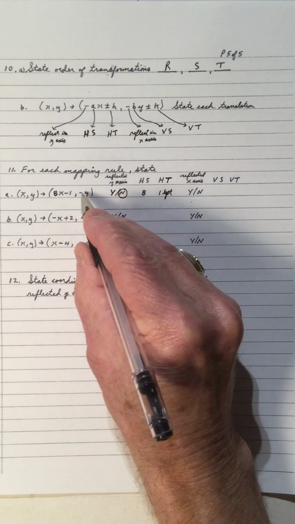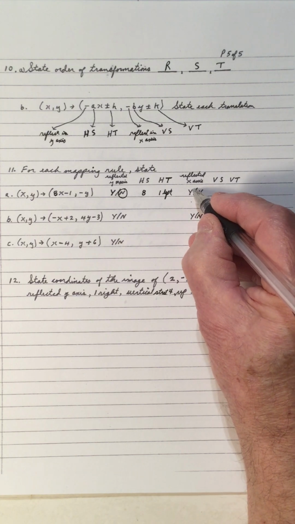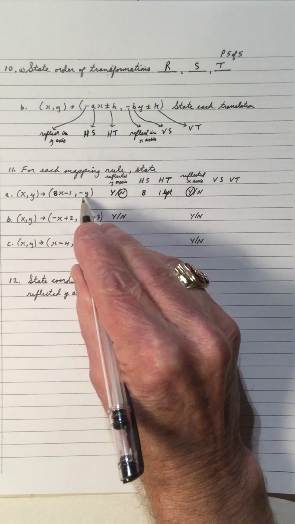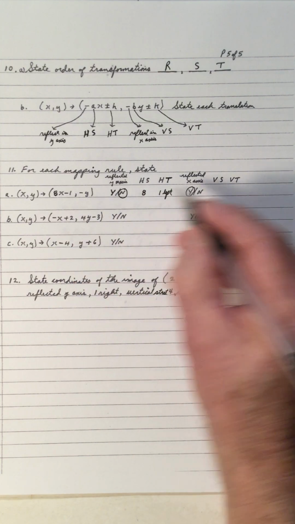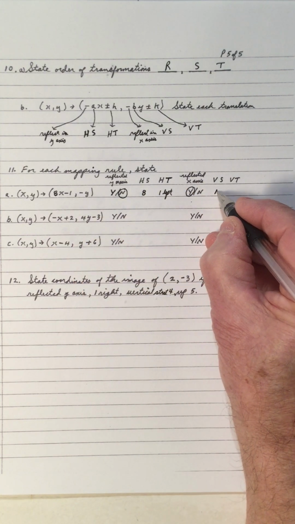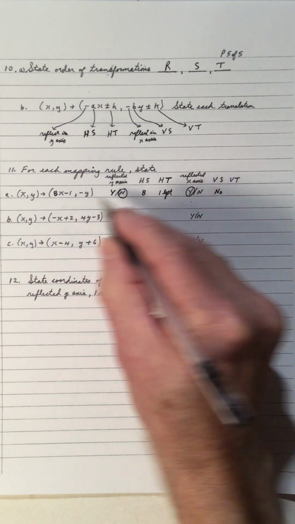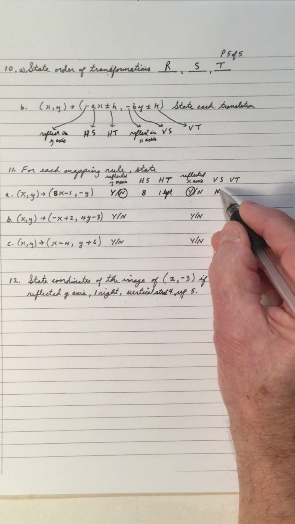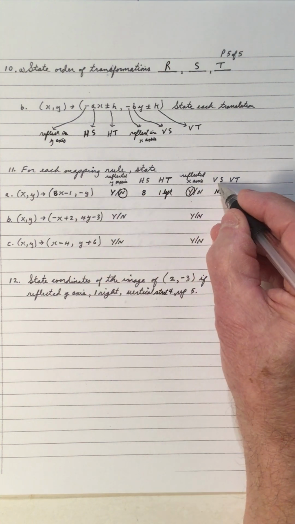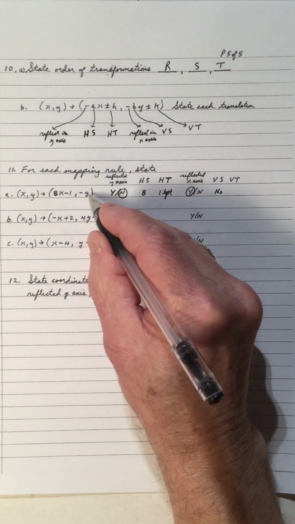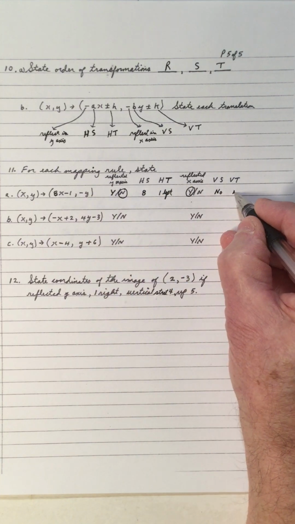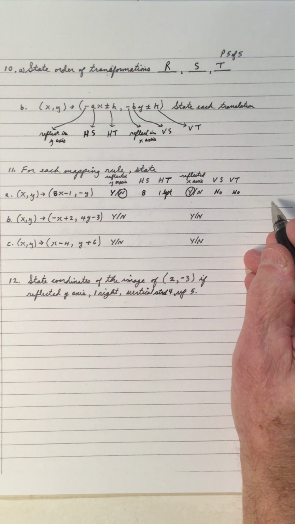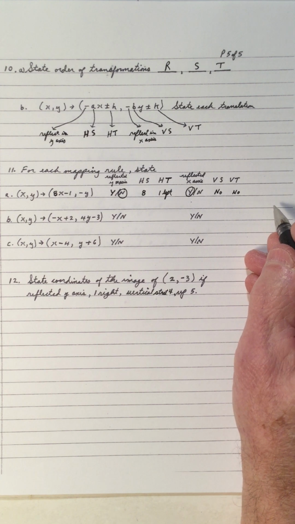Is it reflected? Yes, because it's negative. The vertical is a 1, so that's a no. The vertical is a 1, so it's not stretched at all. The vertical translation, no number on the end here, is a no. So when there's a 1, there's no stretch. It's only when there's a 2 or a half, etc.